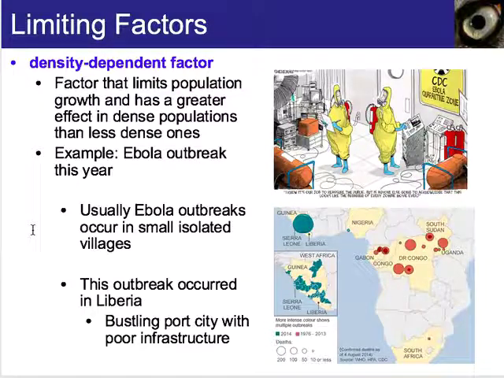However, the most recent outbreak occurred in Liberia, in a bustling port city with poor infrastructure. And so what happened was you have a ton of people here, and you have poor sewage, you don't have very much electricity or running water, and so Ebola spread very, very quickly. Versus when you have an Ebola outbreak in a very small town in maybe the Congo.